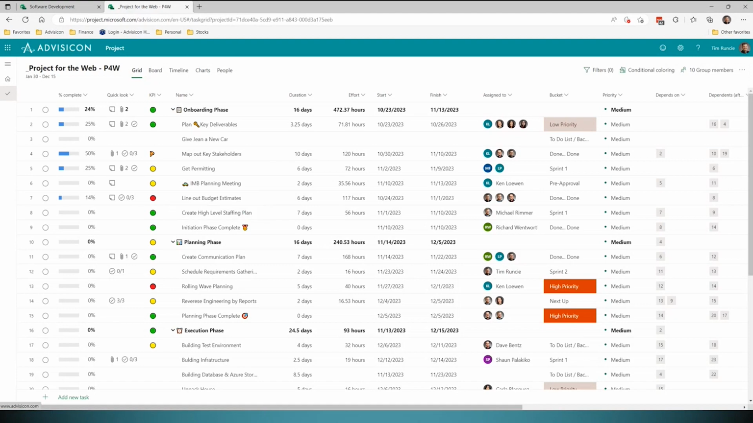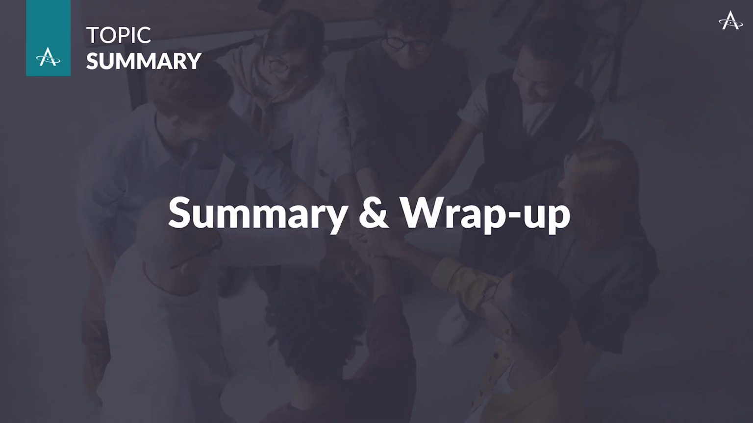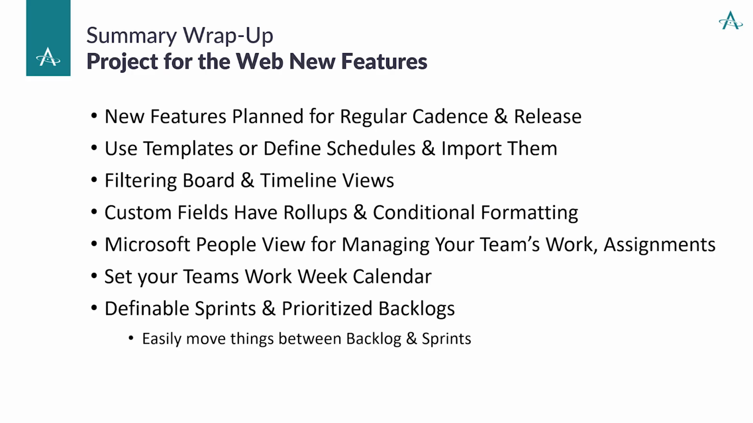Well, listen, it's been great having you here. In fact, I appreciate the overall picture. So we learned today a little bit about the new features in terms of some of the cadence that's going on. We can actually pull templates in and use standard templates that come from the home page when you actually launch Project for the Web. Again, you've got lots of filtering and timeline views, as well as some of the ability for custom fields, roll-ups, and the ability to put in conditional formatting.